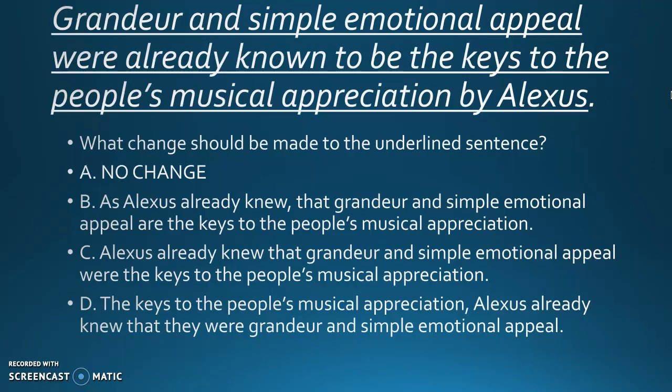A. No change. B. As Alexis already knew, the grandeur and the simple emotional appeal are the keys to the people's musical appreciation. Or C. Alexis already knew that the grandeur and simple emotional appeal were the keys to the people's musical appreciation. Or D. The keys to the people's musical appreciation, Alexis already knew that they were grandeur and simple emotional appeal. What do you think?